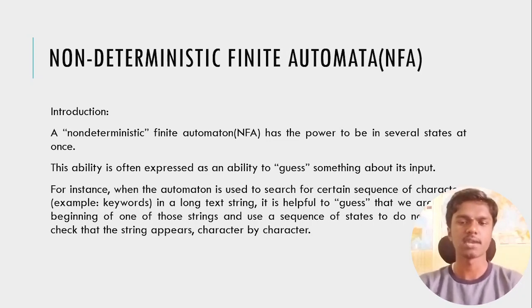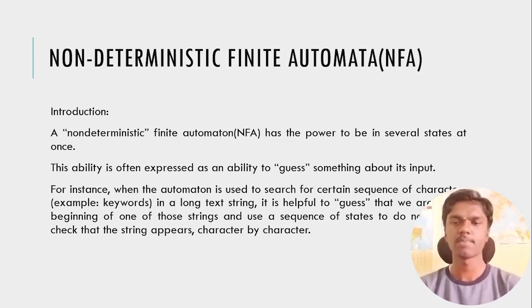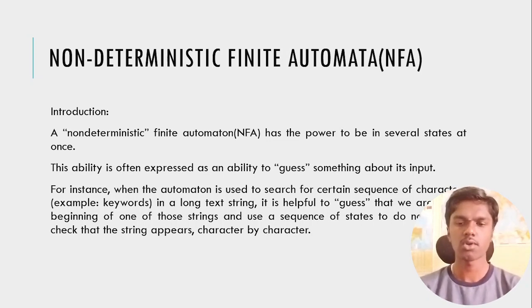A non-deterministic finite automaton, NFA, has the power to be in several states at once. This ability is often referred to as an ability to guess something about its input. For instance, when the automaton is used to search for certain sequences of characters, for example keywords, in a long text string, it is helpful to guess that we are at the beginning of one of those strings and use the sequence of states to check that the string appears character by character.